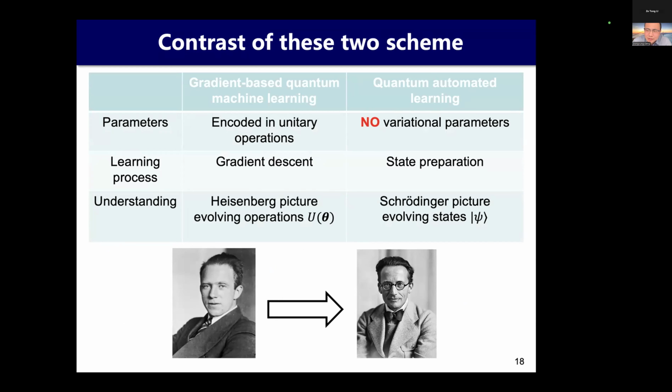of quantum mechanics. So in the traditional approach, basically you have variational parameters. Your variational parameters are encoded in the unitary operations, right? And then you do gradient descent to update your operator, like U theta. So in this case, the dynamics happens for the operators. So it's more like a Heisenberg picture.